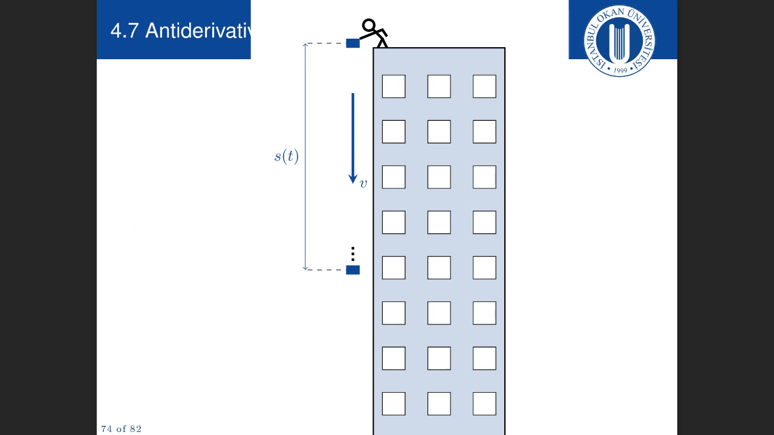So here we are. This is my picture of you. You're standing on the top of a tall building and you're going to drop a box off the building. And then the box is going to fall straight down. We're going to say v is the velocity of the box, and we're going to say s of t is how far the box has fallen in t seconds.